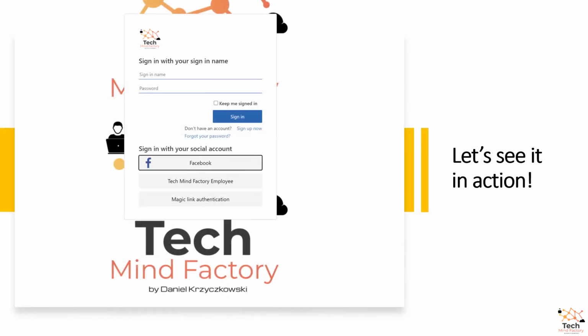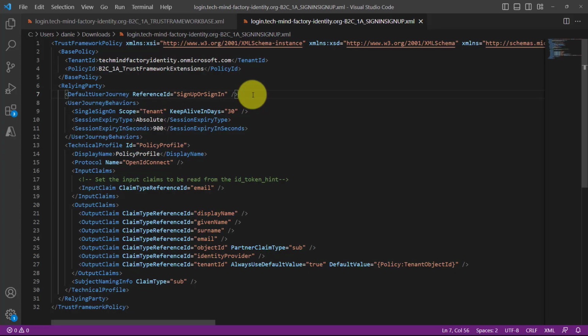Okay, perfect. So now it's time to see it in action. Let me show you the session cookie, let me show you how SSO works with Azure AD B2C, and let me show you how the Keep Me Signed In option works. So let's see it in action. In my scenario, I use custom policies, so I would like to show you how to access a session configuration from the custom policy file.